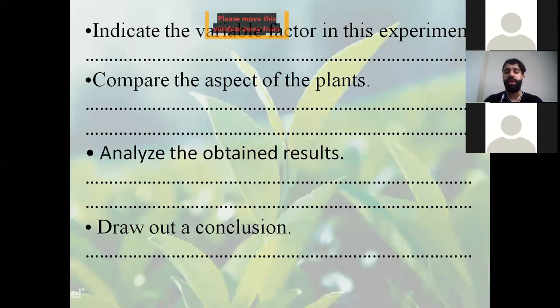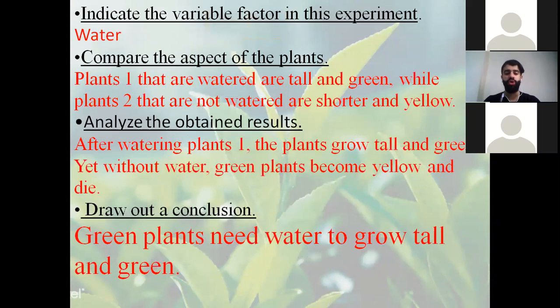Compare the aspects. Plant 1 that has water, they are green, they are tall, and they grow normally. While plant 2 that lacks water, meaning they don't contain water, they have abnormal growth and finally will die. So the conclusion is: green plants need water in order to grow normally.